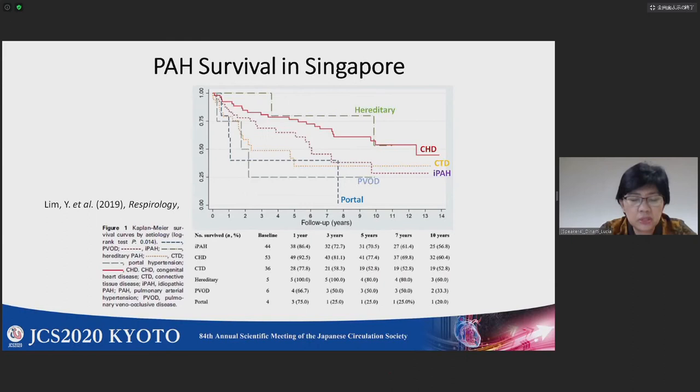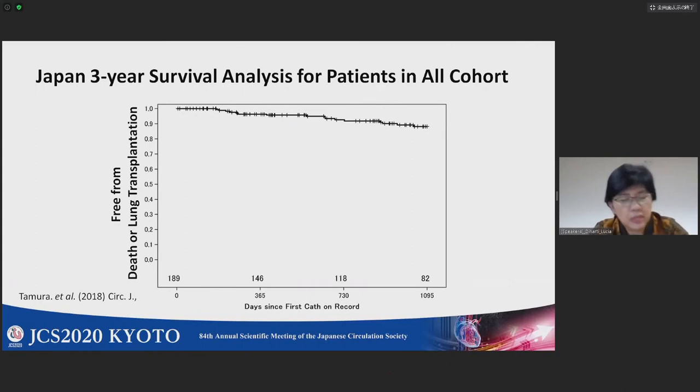How about Japan? Survival analyses were done by Tamura et al., 2018. And we can see here that after 3 years from first PH diagnosis by CAT, there was a 91.5% survival rate free from death and lung transplantation outcome, with 16 deaths.